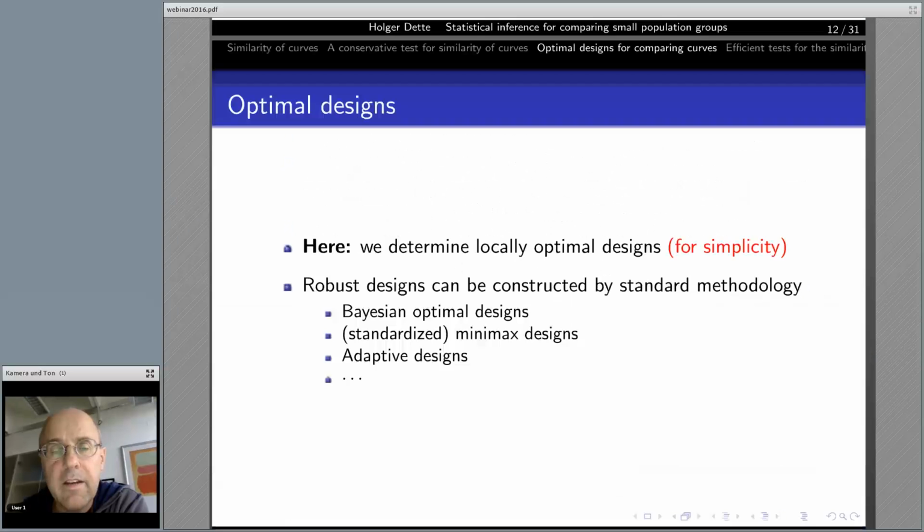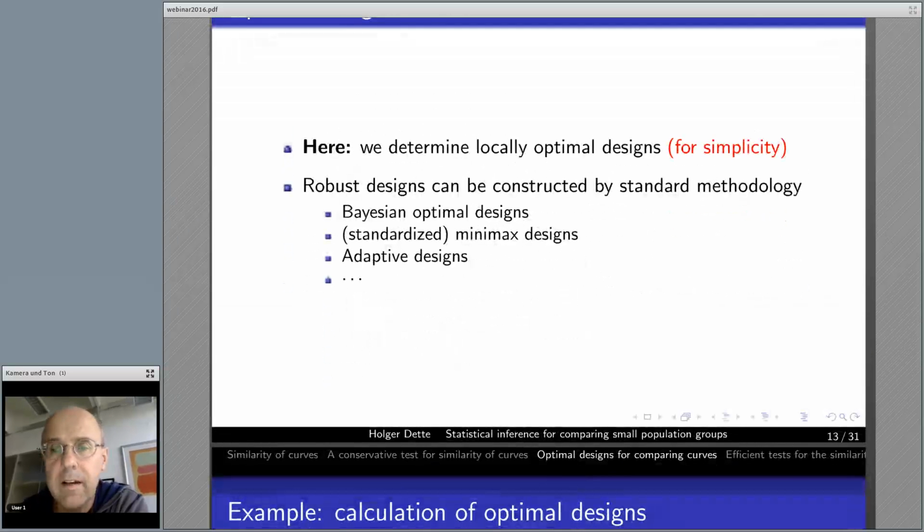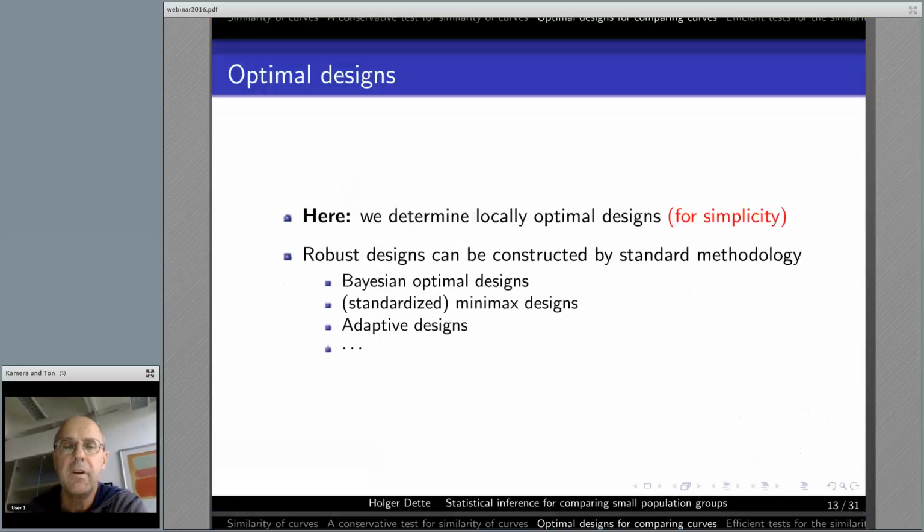All right. I didn't tell you details, but what I do now in my next transparency is determine locally optimal designs, which somehow assumes that some preliminary knowledge about the unknown parameters is available. Yeah?